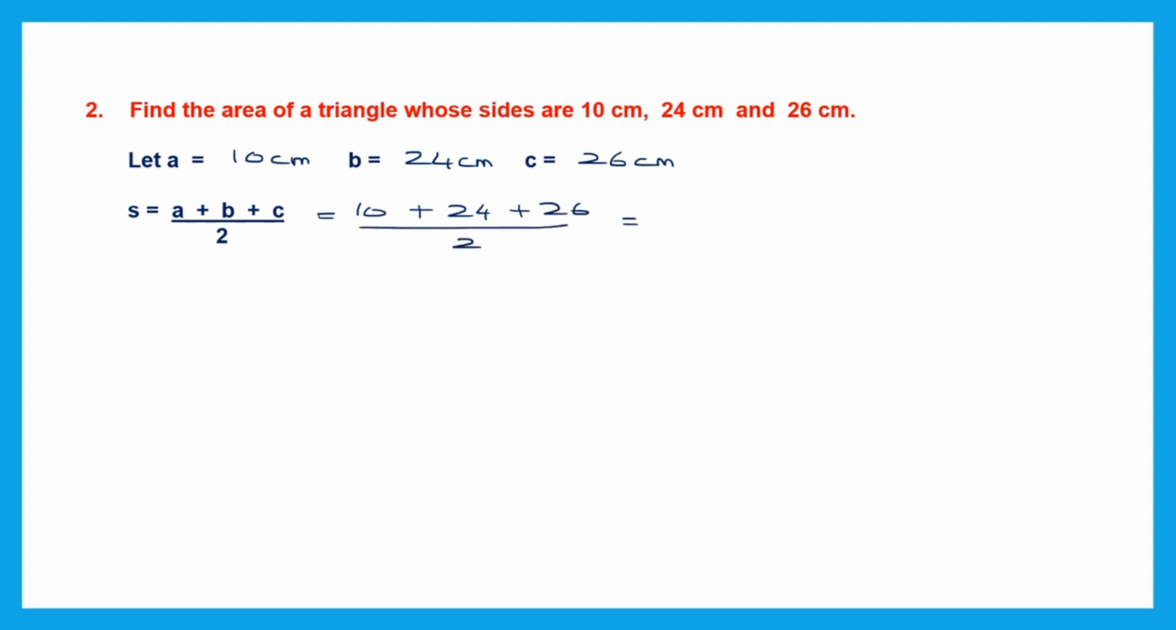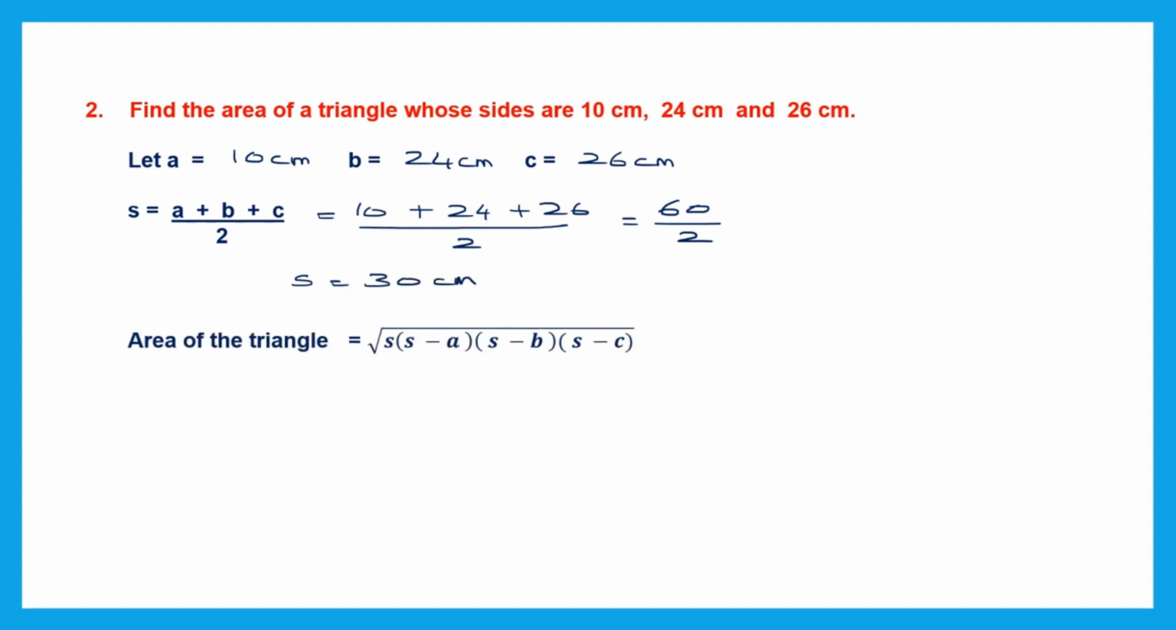So let's add all this up and see what we get. This is equal to 60. So when you divide 60 by 2, what do we get? We get 30. So the semi-perimeter is 30 centimeters. Now we can use Heron's formula to find the area of the triangle. And this is the formula. So let's substitute the values here.